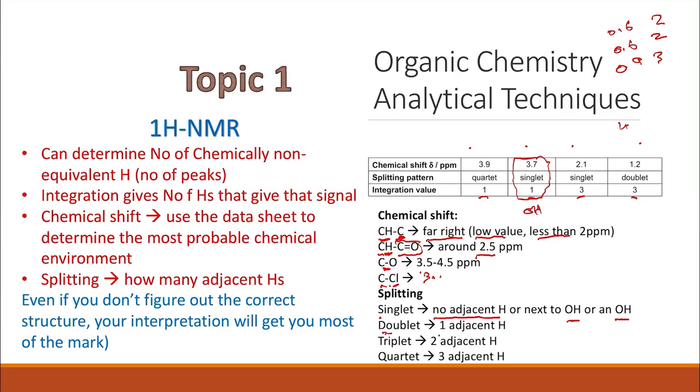A doublet means there is only one adjacent hydrogen next to it, like these three protons at 1.2, it's a doublet. That means it's a CH3, which is next to a CH. This is how you should interpret your data. If it's a triplet, then that means we have two adjacent hydrogens. And if it's a quartet, then that means that there are three adjacent protons. Like this one, this is a quartet at 3.9 and it's only one proton, which means it's a CH and it's next to a CH3. So this is the hydrogen here.